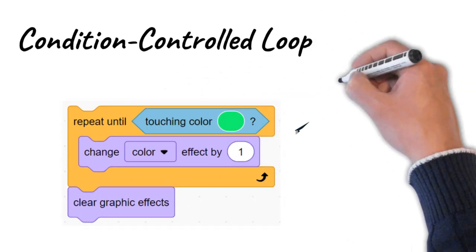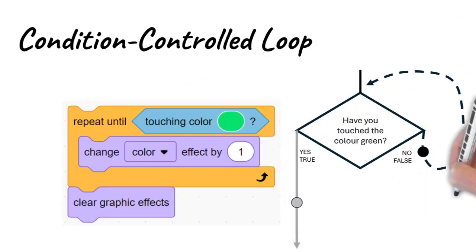Let's have a look how this would look in a block-based programming language like Scratch. So let's start at start just like we did before. And the first thing we do is we go down and check the condition. Now in this case, the condition is touching the color green. So we'd ask the question, have we touched the color green? And if we say no, then we would change the color effect by 1 and go back round that dash loop and come back round again.